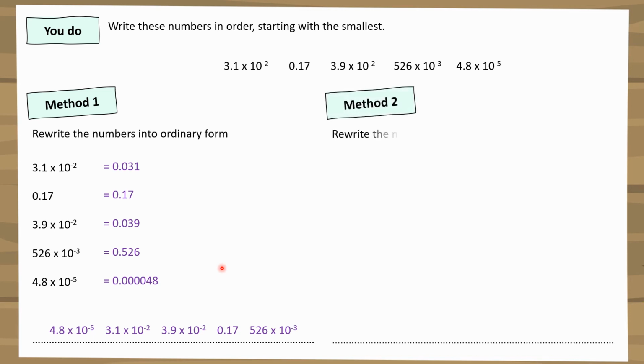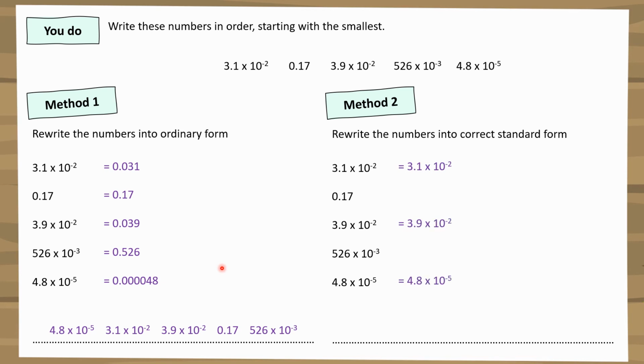Method 2, so a lot of these are already in correct standard form notation, so I can just write those out there. This one here is an ordinary number, so converting that to standard form, it's going to be 1.7, and it has only been divided by 10 once. So 1.7 times 10 to the power of -1. And then this one here, to correct this, I have to divide it by 10 twice. So I'm going to have to increase the power of 10 here twice. So the -3 is going to increase to -1.